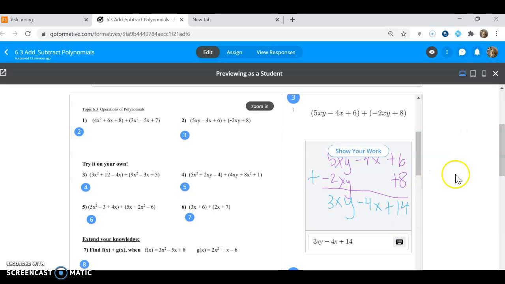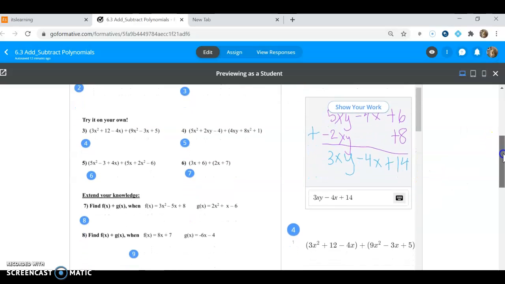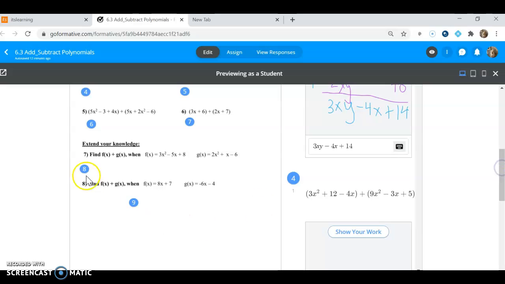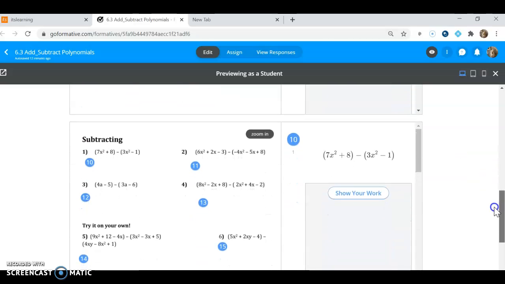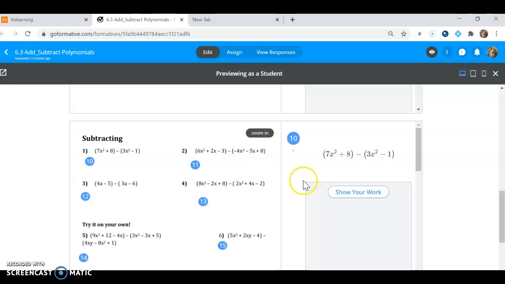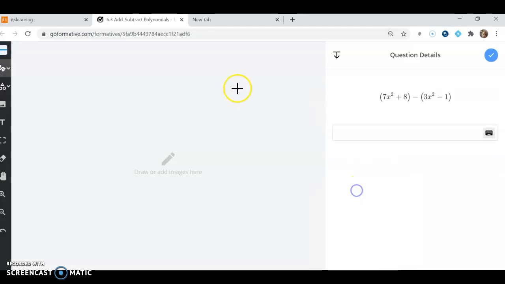Okay? So now you're going to go ahead and try 4, 5, 6, 7, and then blue dot 8. It looks a little bit different, but you're still doing the exact same thing. We're just adding f of x plus g of x. So instead of writing it out as an expression, you're just writing it out in function notation. But we're basically just adding our like terms together. Okay. Once you're done with those, then we're going to do subtracting.